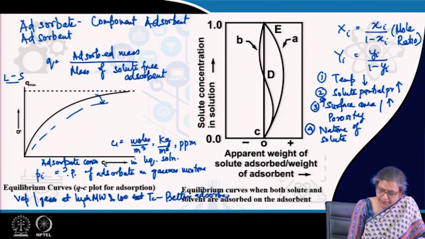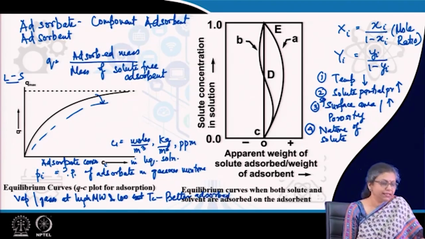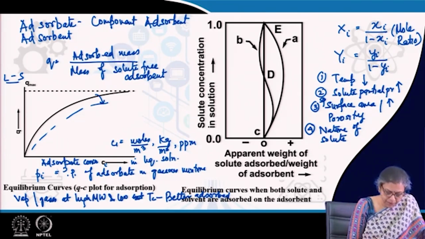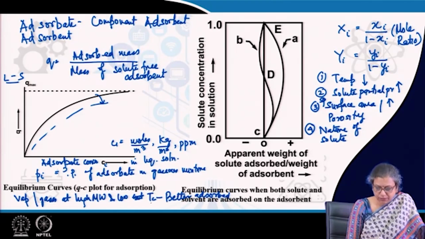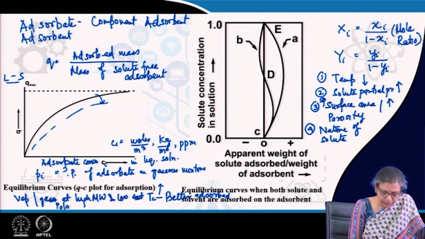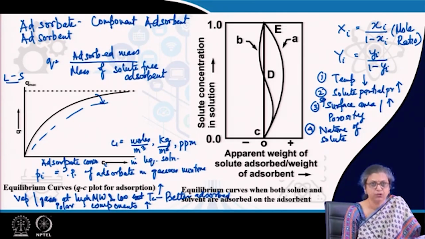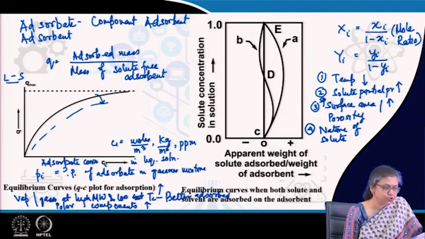Comparatively, we find that permanent gases are less readily adsorbed. In the same way polar molecules are better adsorbed. So, vapors or gases with high molecular weight and low Tc are better adsorbed, permanent gases are less readily adsorbed, and polar components are also much better adsorbed. So they also give a higher adsorbent loading, and this explains why water is much more readily adsorbed as compared to, say, hydrocarbons, etc.